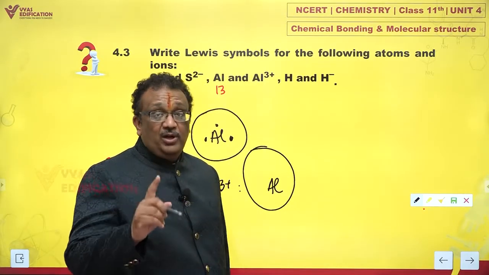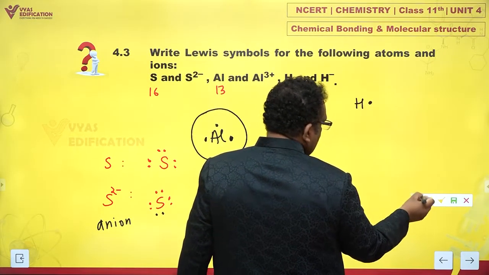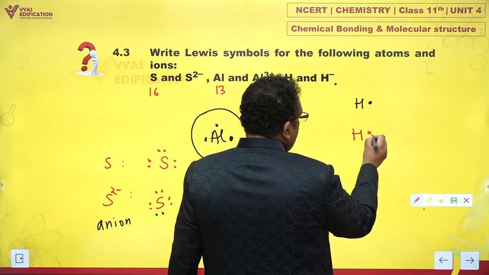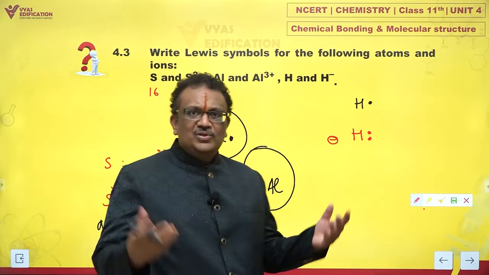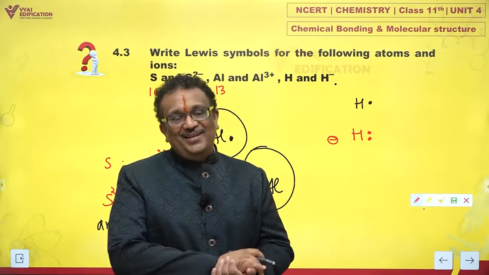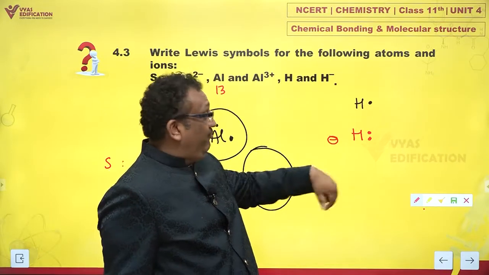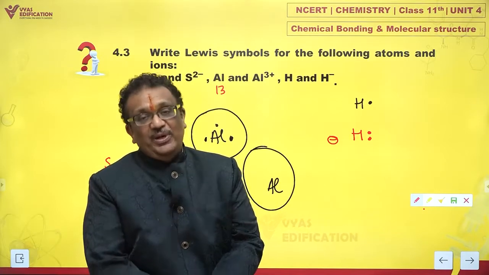Let's take a look at hydrogen also. Hydrogen is an s block element. It has only 1 electron. So hydrogen is H dot and hydride ion would be 2 dots. Why? Because it's hydride ion. As simple as that. -1 means 1 extra electron. 1 it already had, 1 more is added. So you get 2. 1 plus 1, 2 valence electrons in H minus anion.